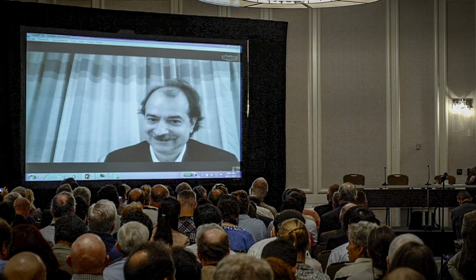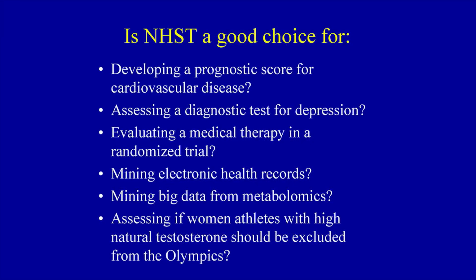So, for example, these are some potential thoughts about whether null hypothesis significance testing is a good choice. These are just some sorts of research that I'm engaged in and many others in my field and in related disciplines work on. Is NHST a good choice for developing a prognostic score for cardiovascular disease? Not really. Is it a good choice for assessing a diagnostic test for depression? No, nobody cares. Is it a good choice for evaluating a medical therapy in a randomized trial? As I showed you, it's not horrible, but it's not necessarily the best. Is it a good choice for mining electronic health records? No, completely miserable. A good choice for mining big data from metabolomics? Again, miserable.